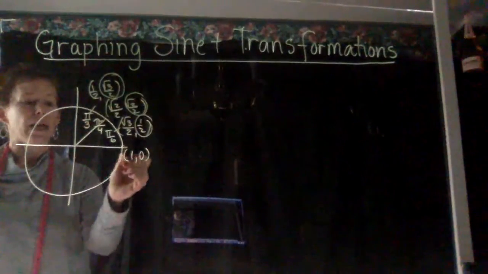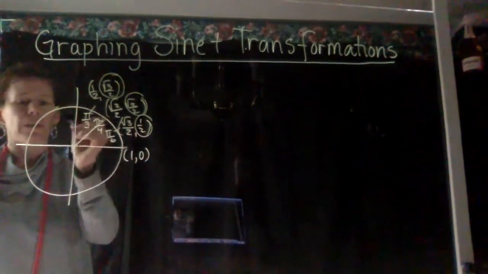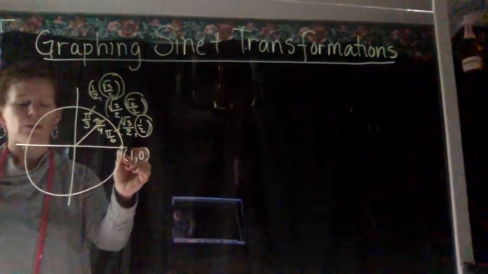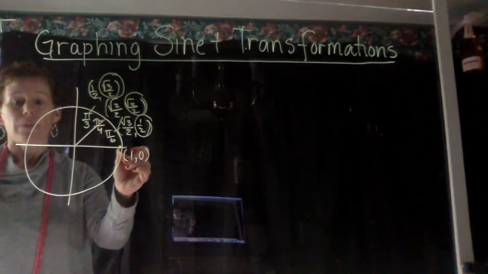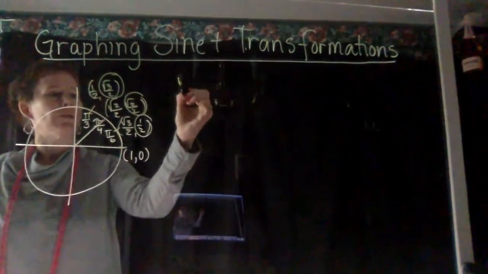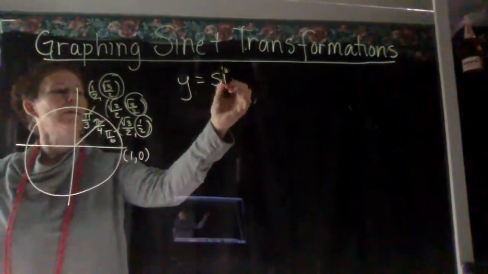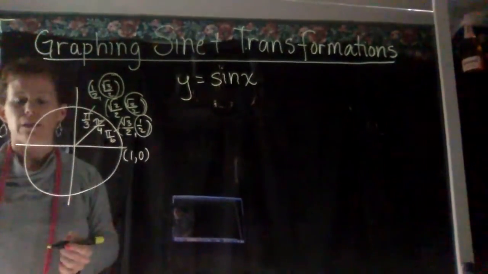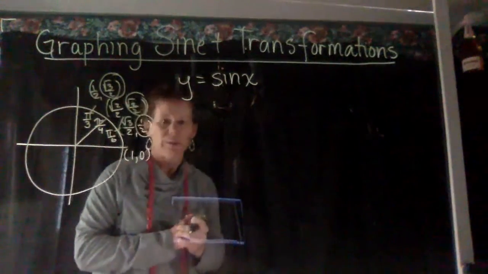If we were going to plot all of these points all the way around the unit circle, all the way to 2 pi, we would have to graph 16 points. But I'm going to show you how to graph sine using 5 key points. Then we will talk about its properties.